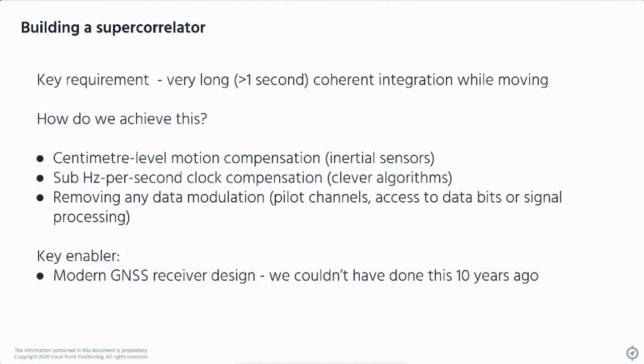Nowadays, GPS receivers actually contain a little computer inside them, a flexible central processing unit, just like the computers in your laptop, that can run software just like your laptop can. And this is key. This is how you can build supercorrelators. You need to effectively reprogram a little bit of your GPS chip every second, and that's what we're doing. We can only do that because modern GPS receiver designs contain digital signal processing units today that can run software.